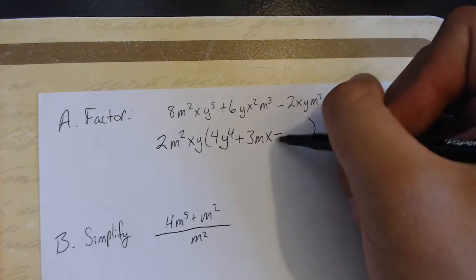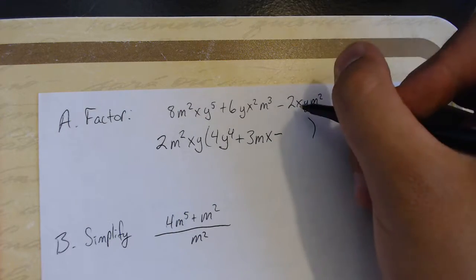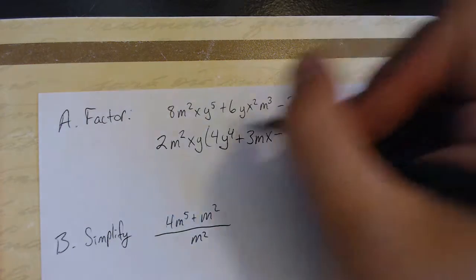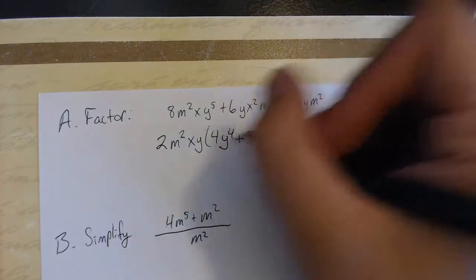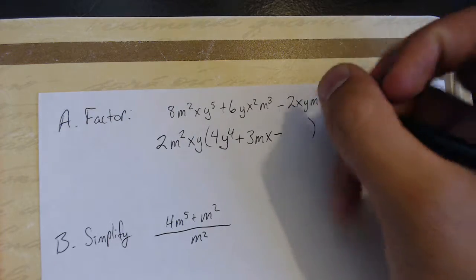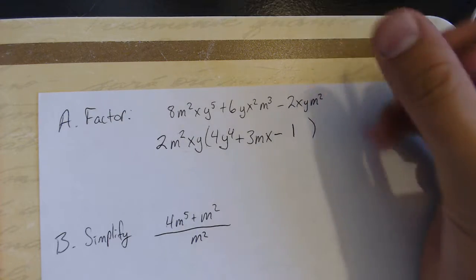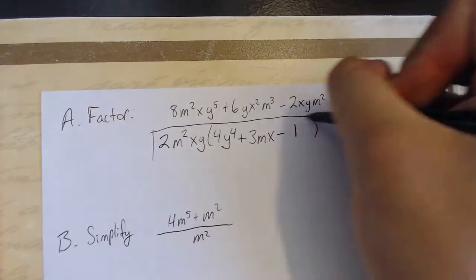Next, I put the minus sign, and then 2 divided by 2 is just 1, so I don't have a coefficient. m squared divided by m squared is also 1. x divided by x is 1, and then y divided by y is 1. So if they all cancel out, I can't just put 0. In this case, I'm just going to put the whole number 1, because it all equaled 1. And that is my final answer.